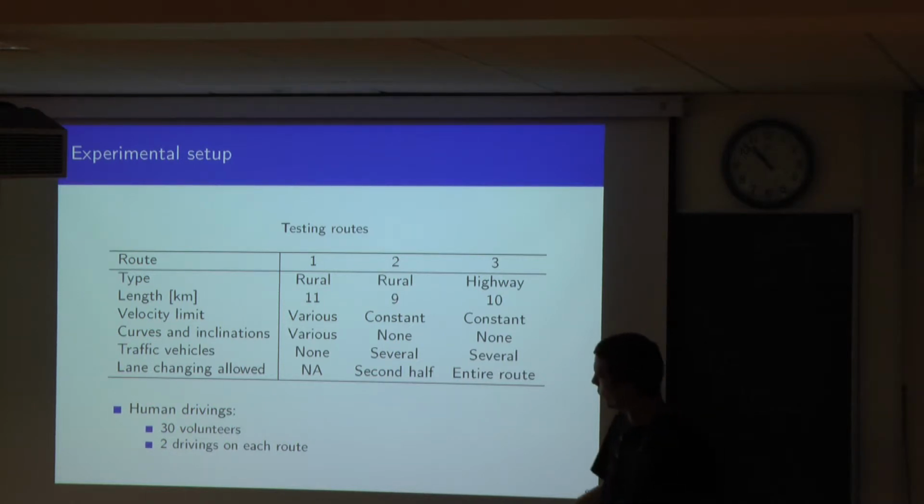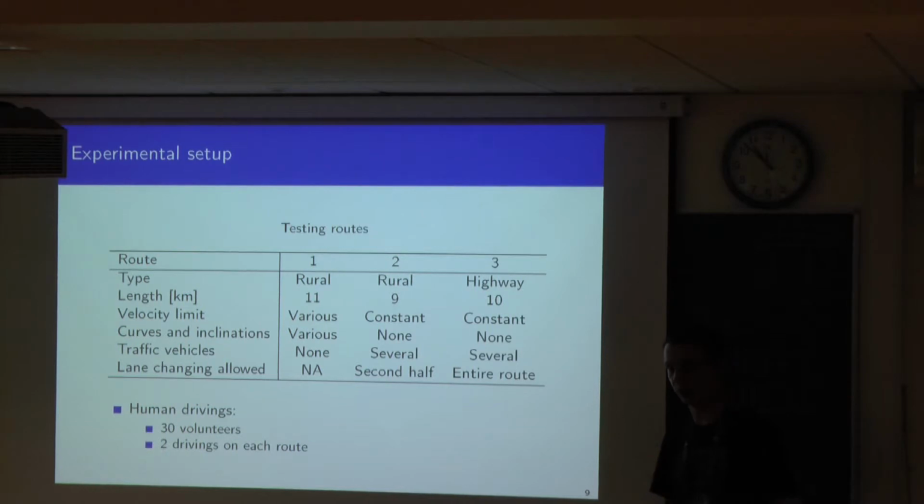Why we used only the second half of the second route? Well, we wanted also to measure the actual car following. So we said, okay, on the first half, we will not allow to change the lane, so the person will be forced to do car following. We also recorded human drivings. We had 30 volunteers, and we obtained 2 drivings on each route.